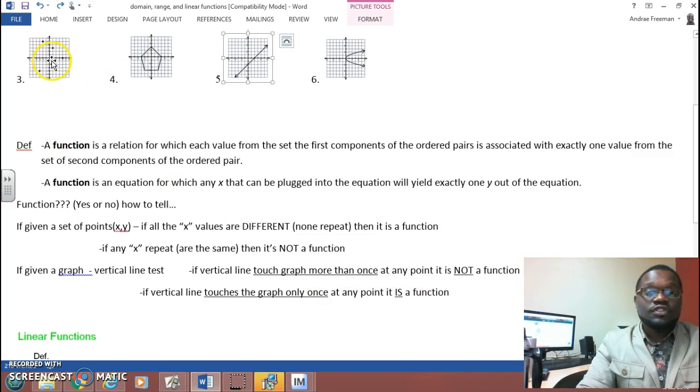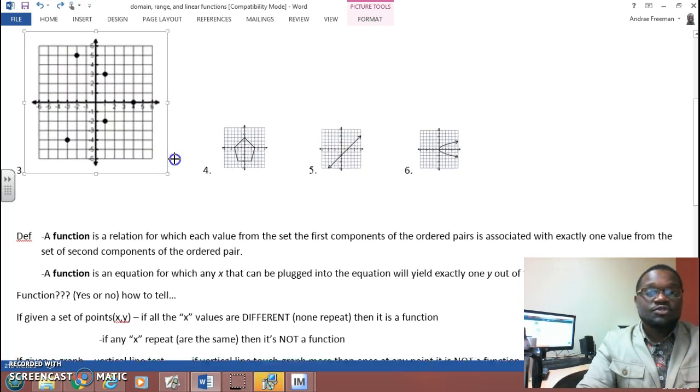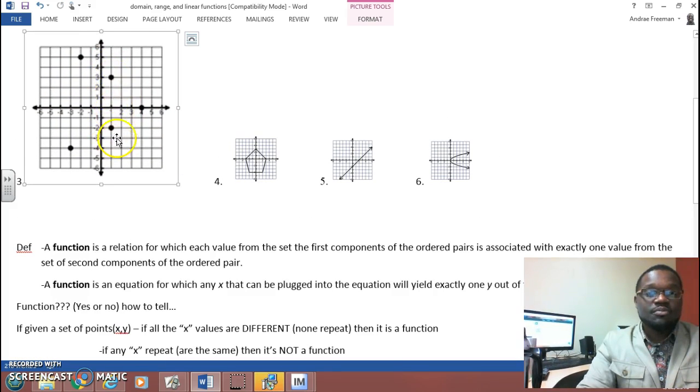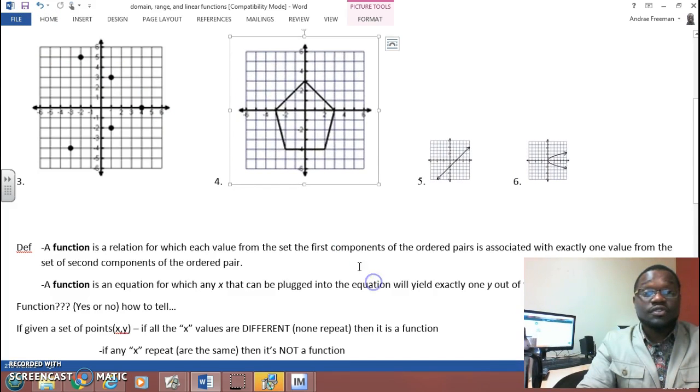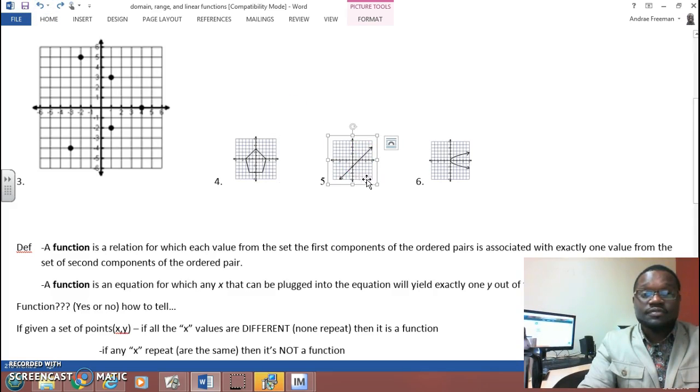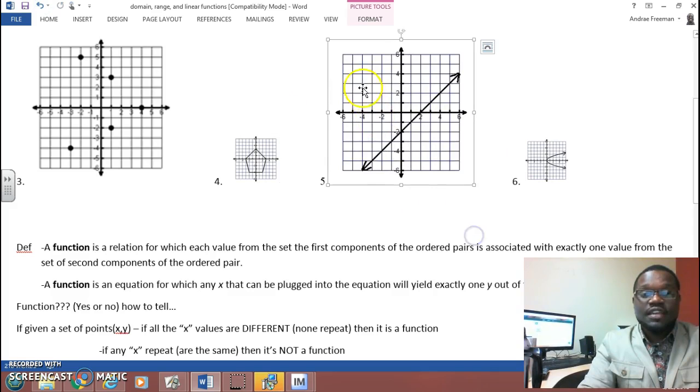So if we look at number 3 again, if we look at this and say, is this a function? If I drew a vertical line right here, you see how you would be touching both of those points at the same time? So number 3 would not be a function. If I looked at number 4 and I drew a vertical line, notice what a vertical is, straight up and down. Notice on this vertical line here, you're touching here and here. It's not a function. However, if you look at number 5, any place I draw a vertical line, it's only touching once. So number 5 is a function.